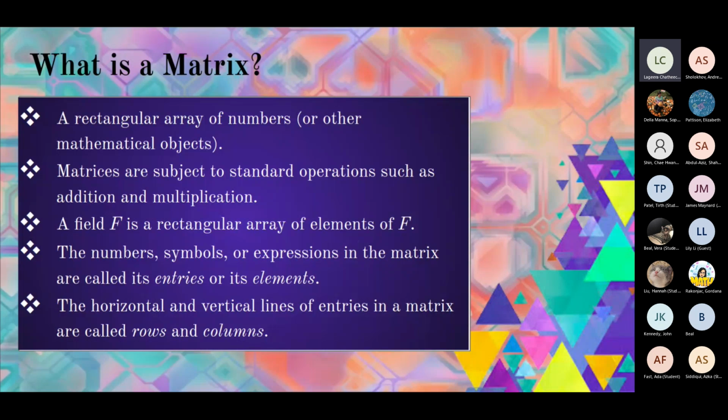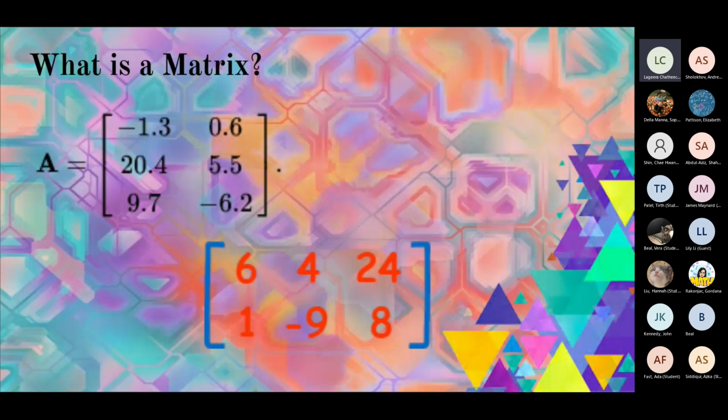A matrix over a field F is a rectangular array of elements of F. The numbers, symbols, or expressions in the matrix are called its entries or its elements. The horizontal and vertical lines of entries in a matrix are called rows and columns. So here are just examples of how a matrix would look.